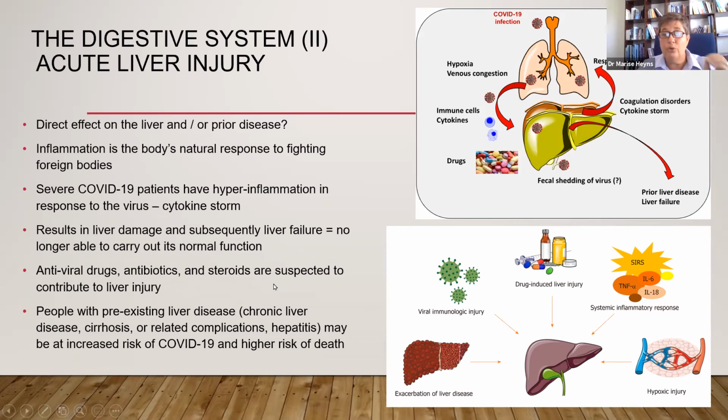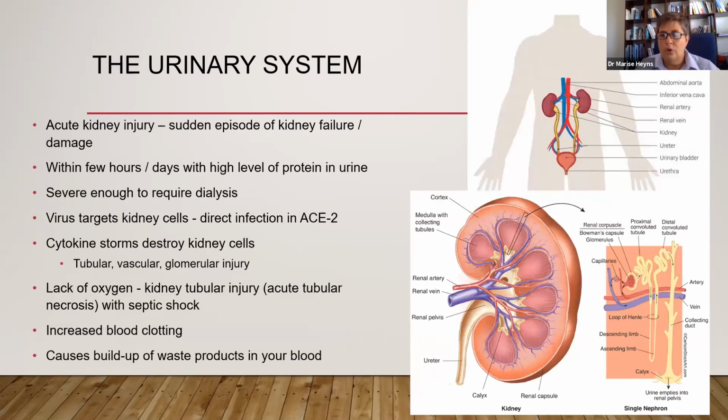But it is important to know that if you've got a pre-existing liver disease, like chronic liver disease, hepatitis, or cirrhosis, you may be at an increased risk of COVID and also at a higher risk of death should you get the COVID-19 virus. Urinary system.